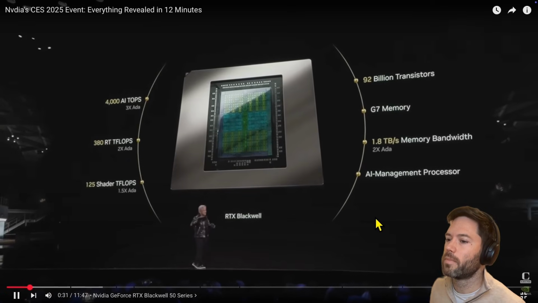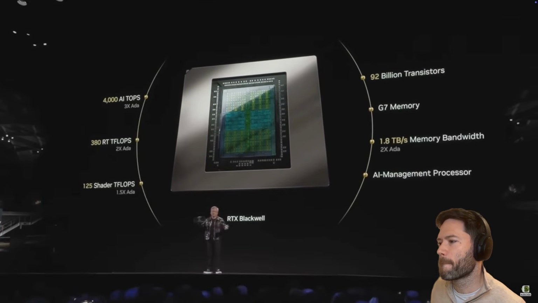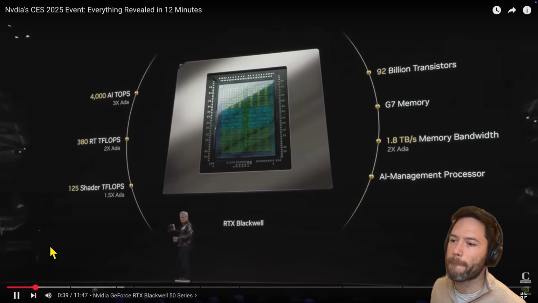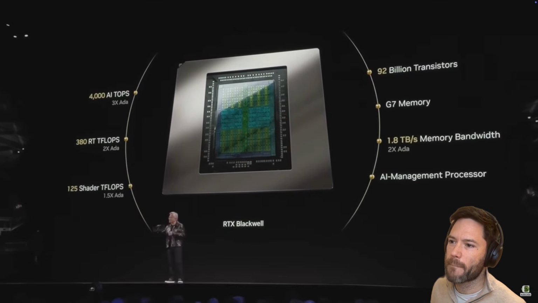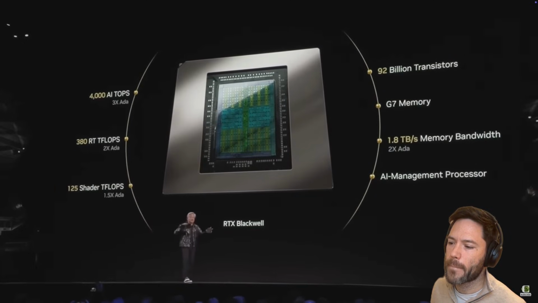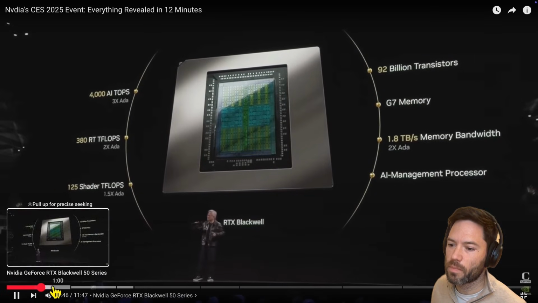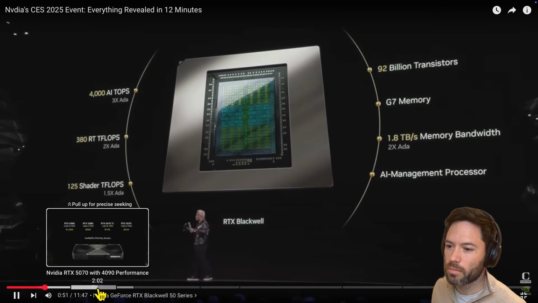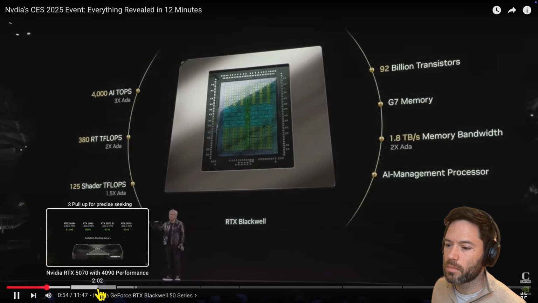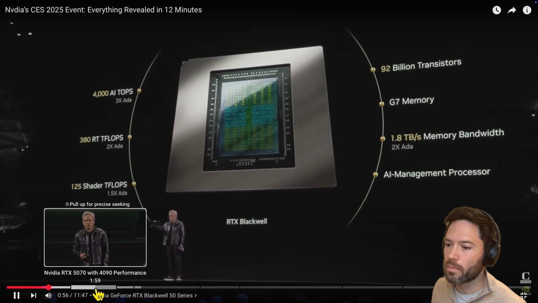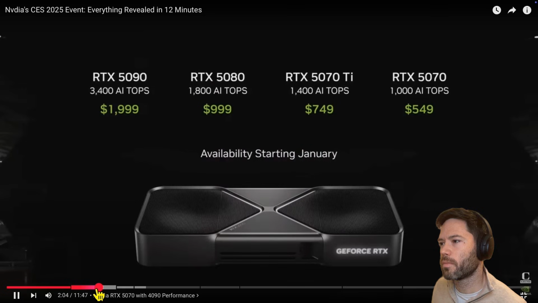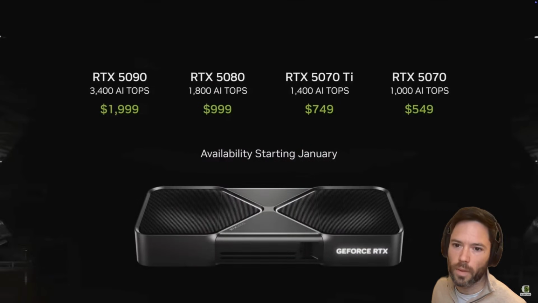380 ray tracing teraflops so that we could, for the pixels that we have to compute, compute the most beautiful image you possibly can. And of course, 125 shader teraflops. There's actually a concurrent shader teraflops as well as an integer unit of equal performance. So two dual shaders, one is for floating point, one is for integer. G7 memory from Micron, 1.8 terabytes per second, twice the performance of our dollars. And here's the whole family, starting from 5070 all the way up to 5090. 5090, twice the performance of a 4090.